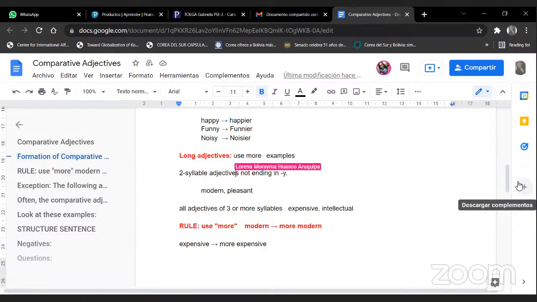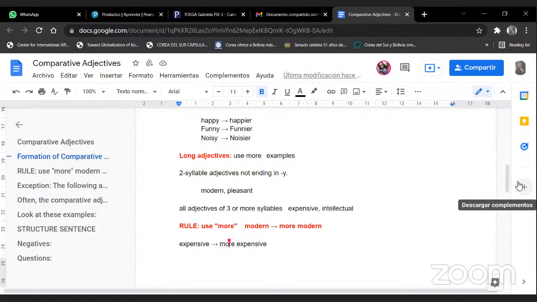Adjectives with 2 syllables or more, but these adjectives don't end in Y. What happens in this case? We are going to put the word more. For example, modern: in order to make a comparison, more modern. Modern is 2 syllables. So the comparative is more modern. Okay, expensive, more expensive.